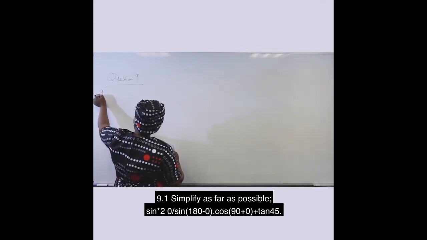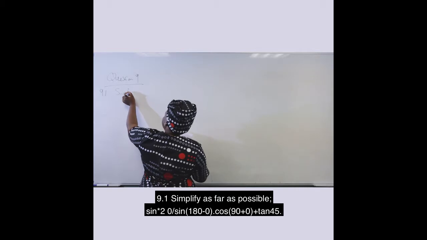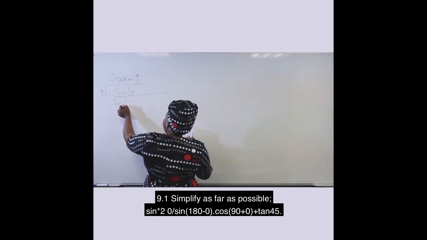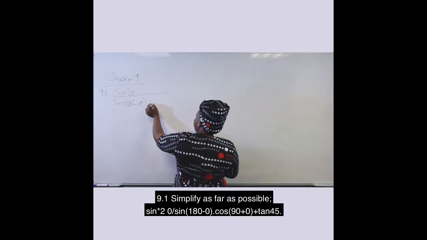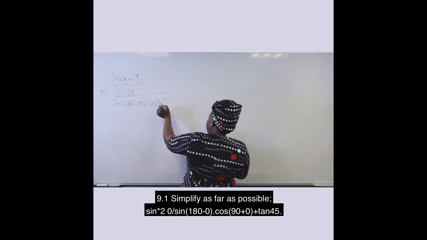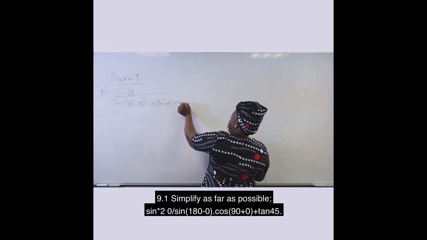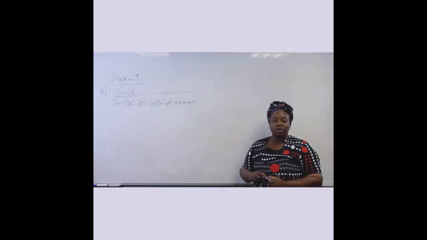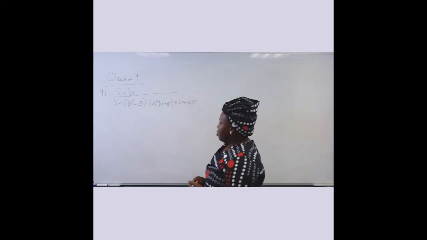The expression for 9.1 is given to us as sine squared of theta, all divided by sine of 180 degrees minus theta, multiplied by cos of 90 degrees plus theta, and plus tan of 45 degrees. So this is your expression that is given. It is 5 marks, so you must do whatever you can to make sure that you get those marks, because each and every step that you take has a mark. So let's see what is going to happen there.